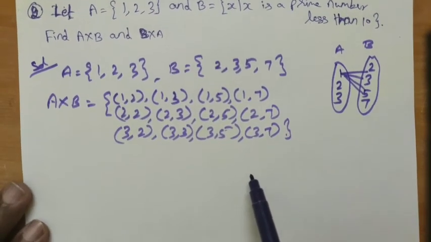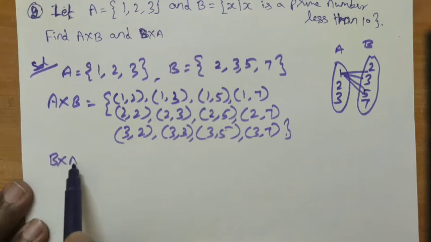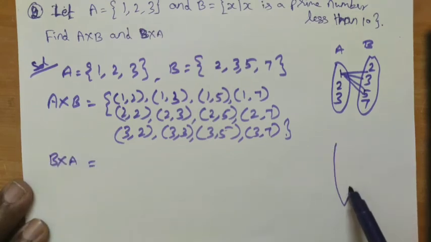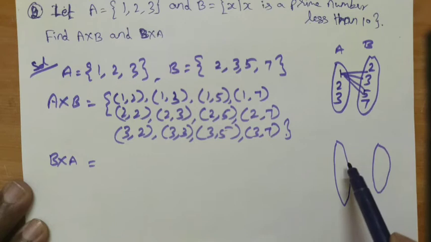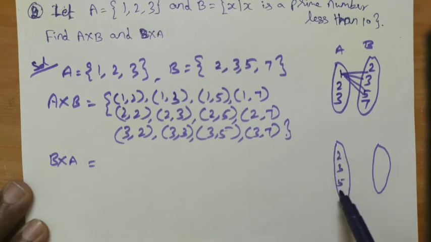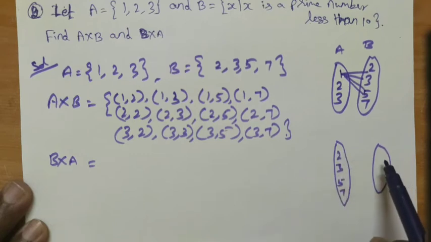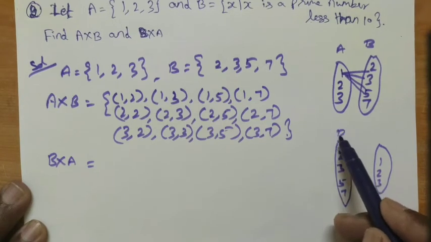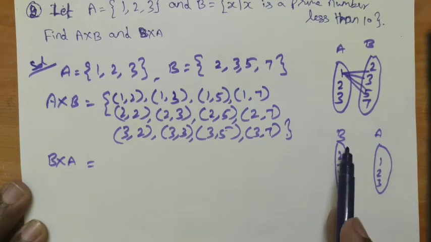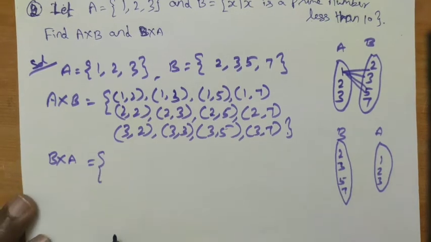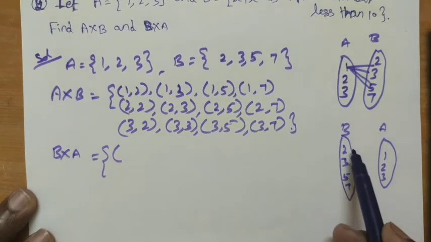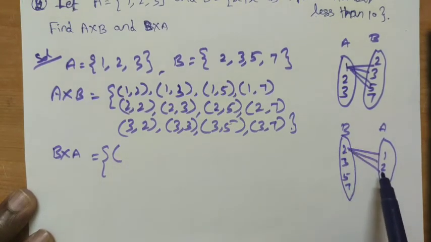Now we have to find out what B cross A is. Just interchange the sets. First the B set and then next the A set. The B set is 2, 3, 5, 7. The A set is 1, 2, 3. This is B, this is A, right? So the first set's element should be written first in the ordered form, right? So (2, 1), (2, 2) and (2, 3).